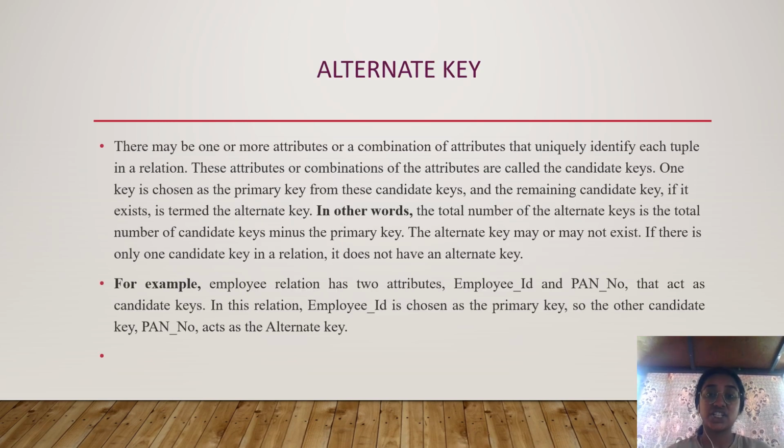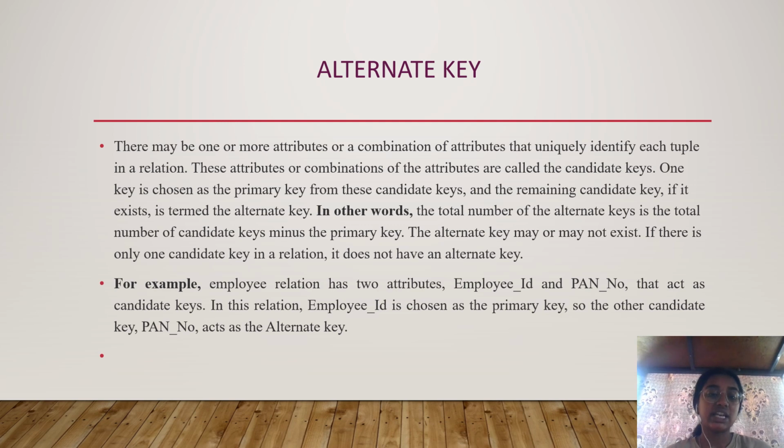The last key in this session is the alternate key. There may be one or more attributes or combinations of attributes that can uniquely identify each tuple in a relation. These attributes or combinations of attributes are called candidate keys. One key is chosen as the primary key from the candidate keys, and the remaining candidate keys, if they exist, are turned into alternate keys. In other words, the total number of alternate keys is the total number of candidate keys minus the primary key. The alternate key may not exist if there is only one candidate key in a relation.